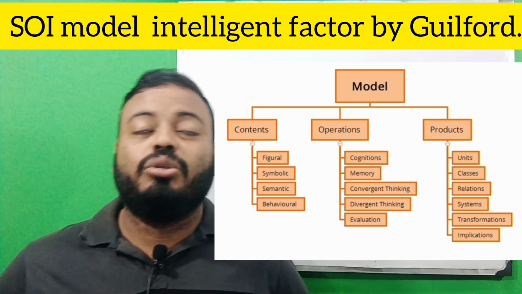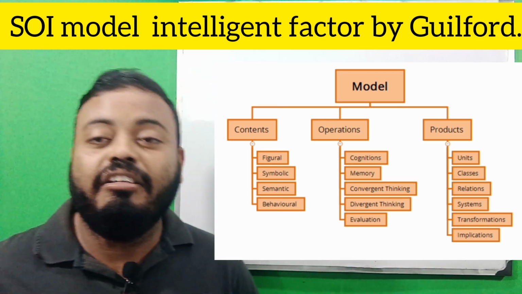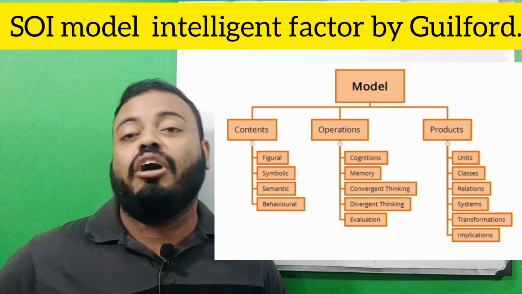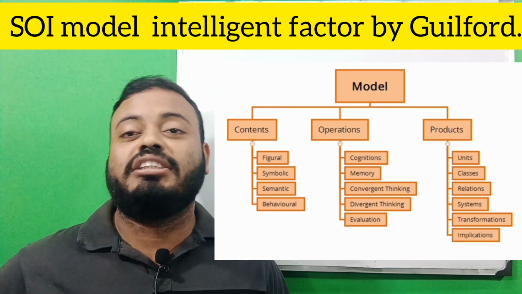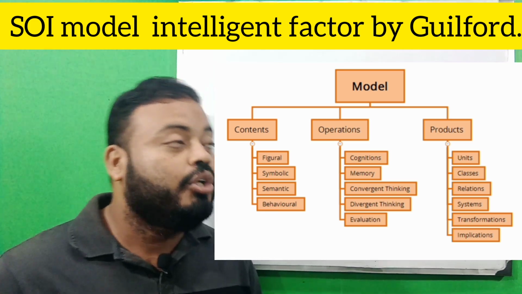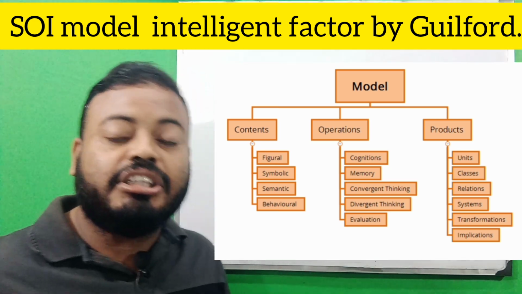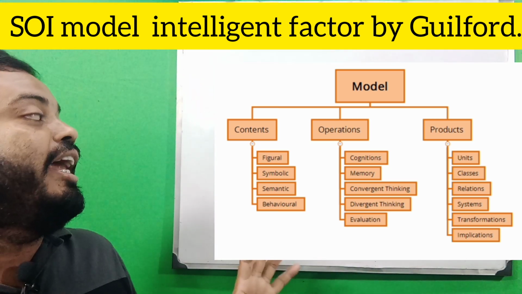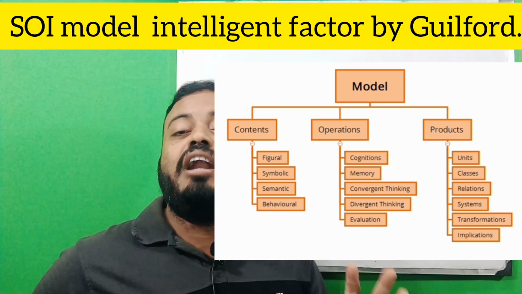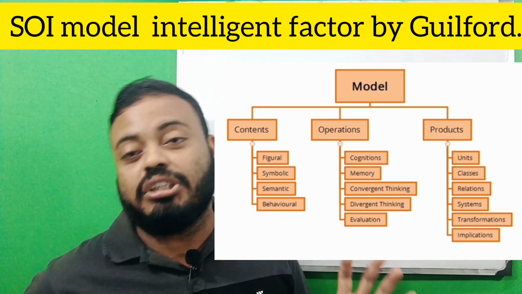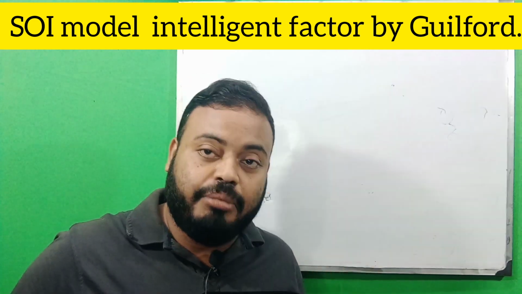So class, today we learned Guilford's three-dimensional theory, or the SOI model, or the structure of intelligence model. We clearly learned about the operation dimension, content dimension and the product dimension, and we also learned about the subcategories of those three dimensions.